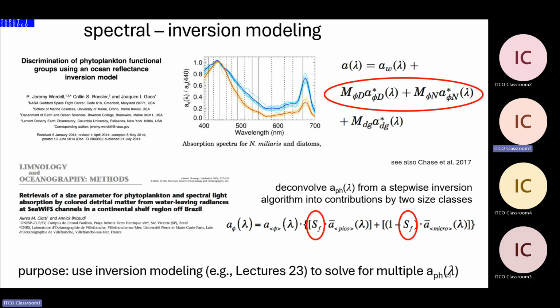And similarly, instead of going from the species level, down to the size class, Aurea Schotti came up with a phytoplankton absorption shape model, which was essentially a linear mixing model between two different size classes of phytoplankton. Based on the answer you get out for the SF, the scaling factor, it will give you an idea of the relative proportions of these two size classes.